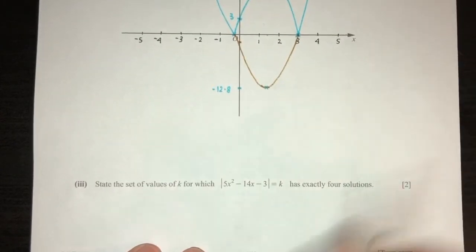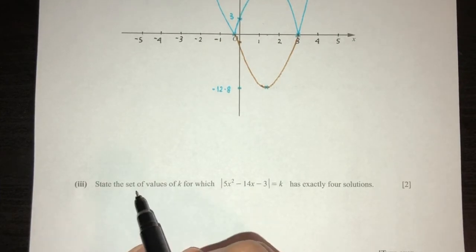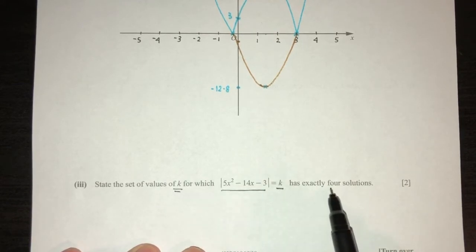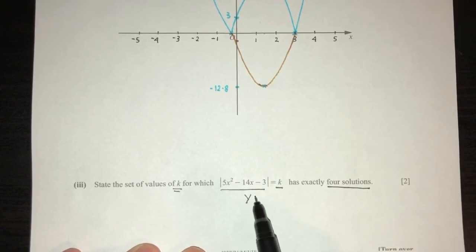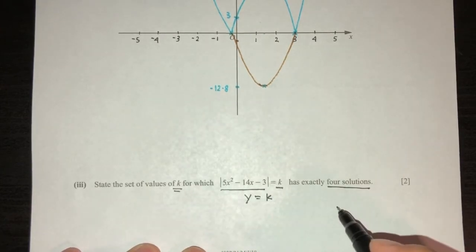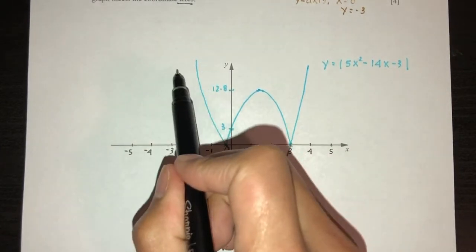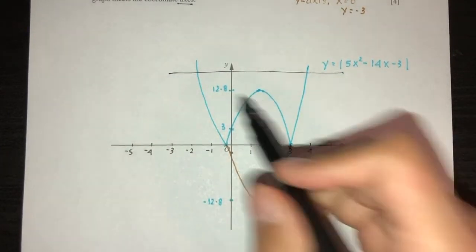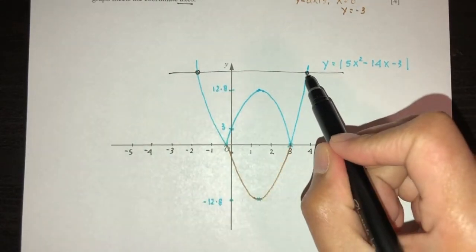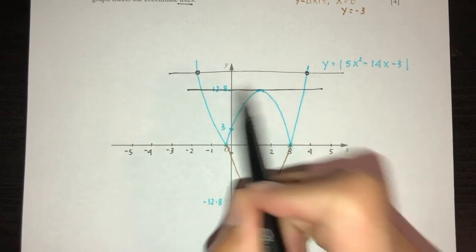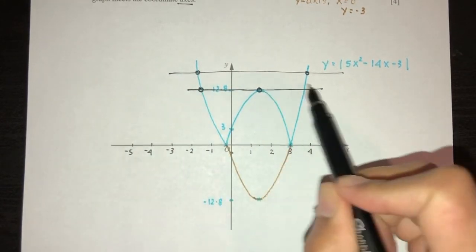Now for part 3, we have to find the set of values of k for which this equation equal to k has exactly 4 solutions. Now if you observe, y equal to k has 4 solutions. So y equal to a constant k is a horizontal line. Now you have to test. Let's say I draw a line here. Since it cuts my graph at 2 points, it has only 2 solutions. Let's say I draw a line here on top. It cuts my graph at 3 points. It has only 3 solutions.